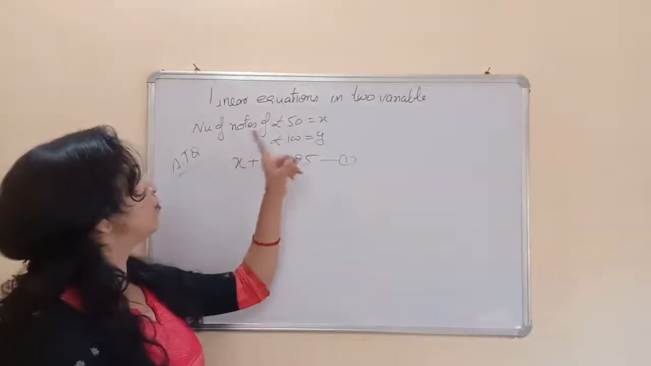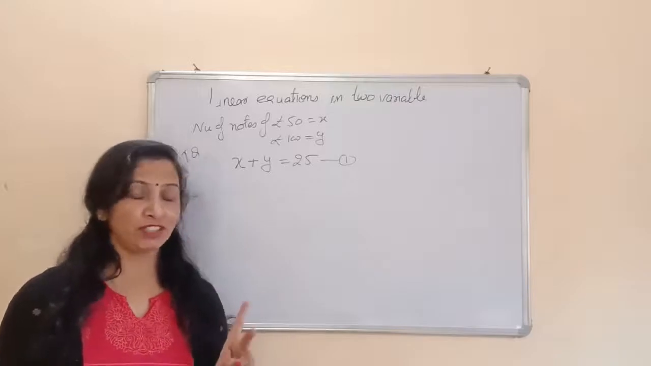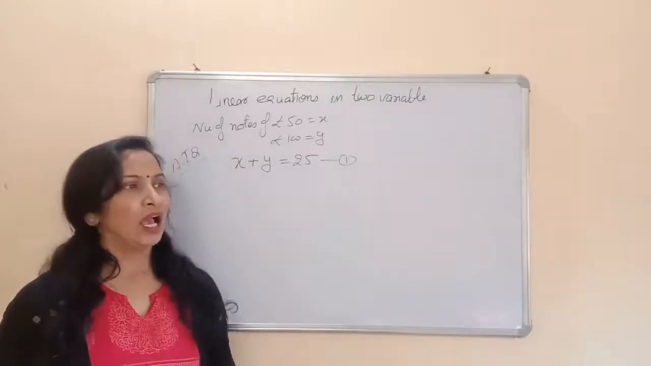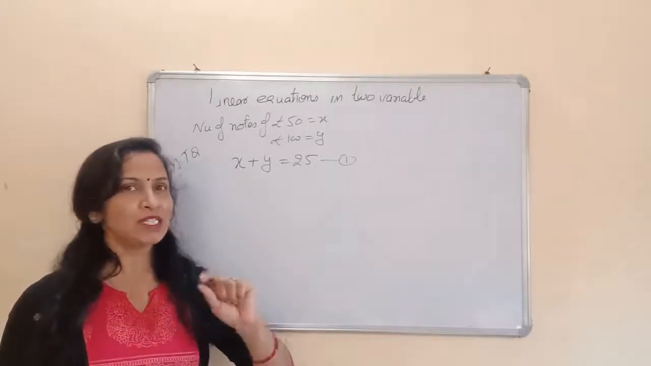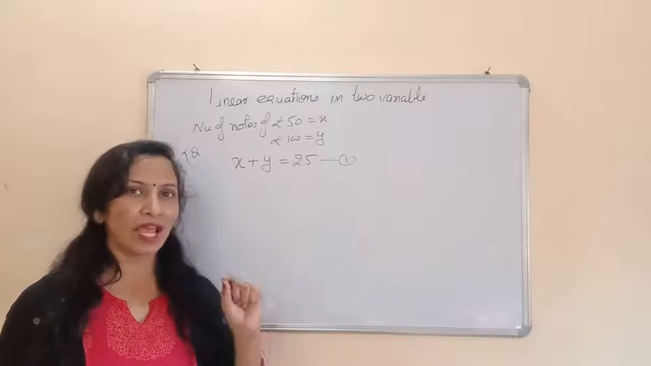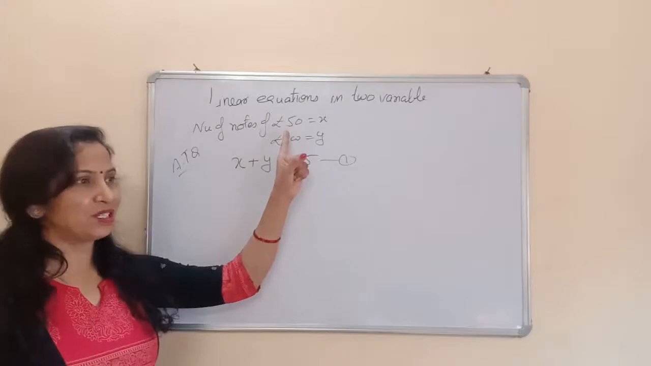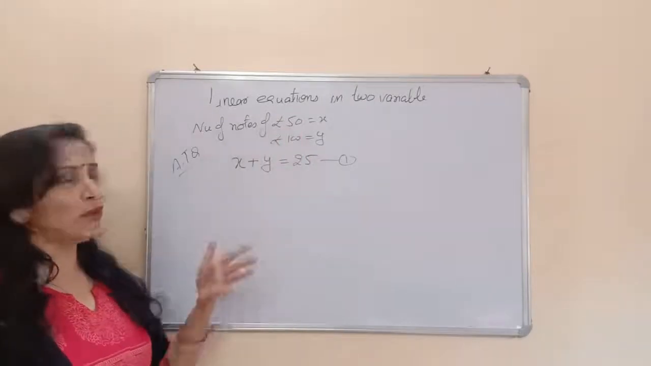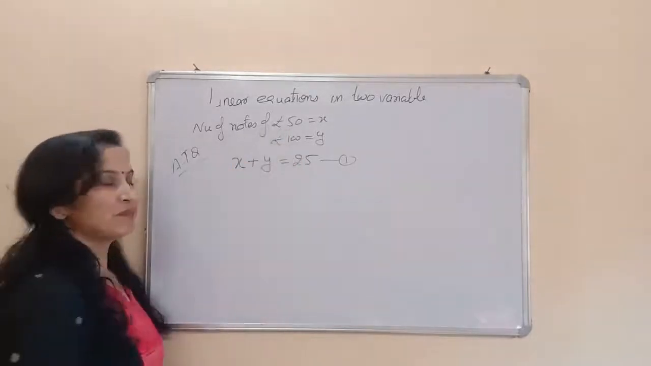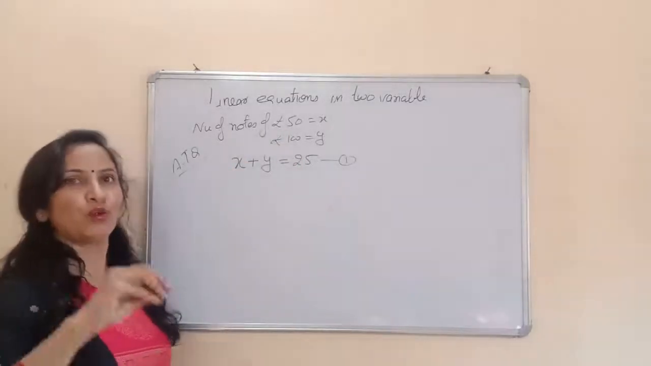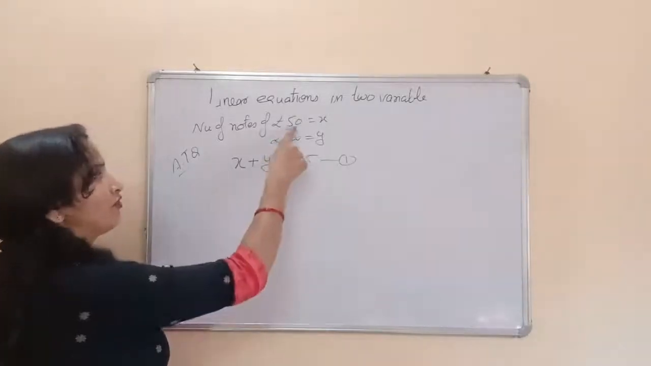Now we know that the number of notes of rupees 50 is x. If you have 2 notes of rupees 50, how much amount will it be? It will be 50 into 2, 100 rupees. And if you have 4 notes of rupees 50, it will be 50 into 4, 200 rupees. It means if you want to find the amount of any rupees, like of rupees 50, if you have x number of notes of 50 rupees, it means the total amount of 50 rupees is 50 into x.